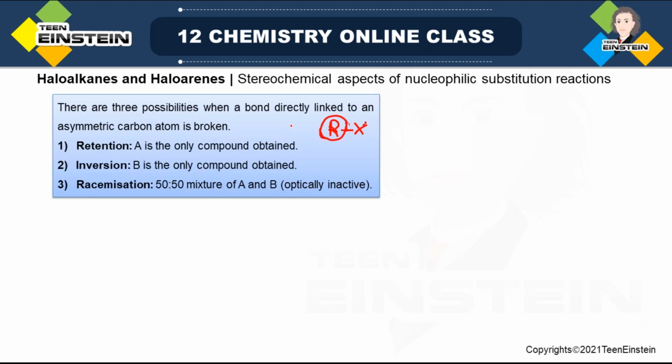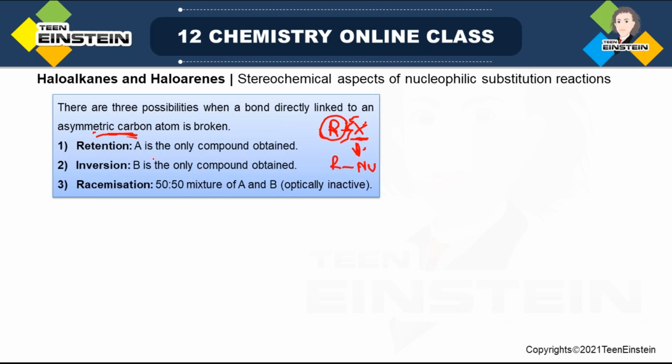racemization. So when a bond is directly linked to an asymmetric carbon, that means the carbon with which halogen is attached, that carbon must be chiral. Then only does the question of these three possibilities arise. So if the bond directly linked to an asymmetric carbon atom is broken, and we know that in nucleophilic substitution reaction this bond between carbon and halogen is broken, and after reaction we get RNu. So as this carbon-halogen bond is broken, if the carbon is chiral, then three possibilities may be there.